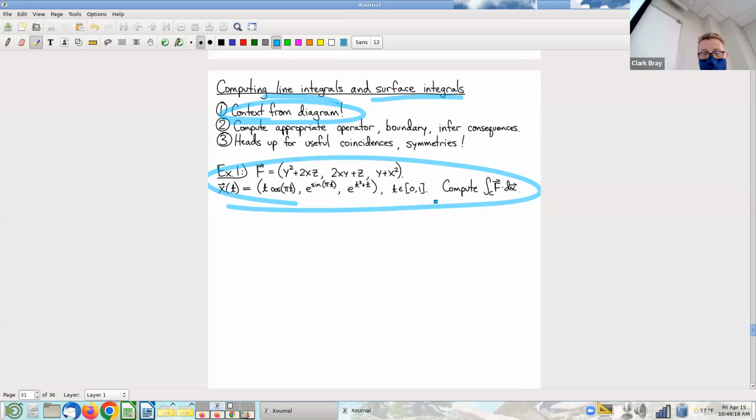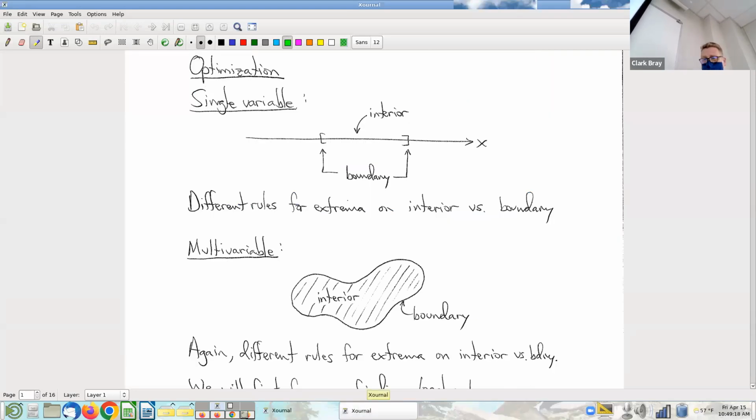And now we move to chapter 4. So chapter 4, a couple of quick things I want to say about it.